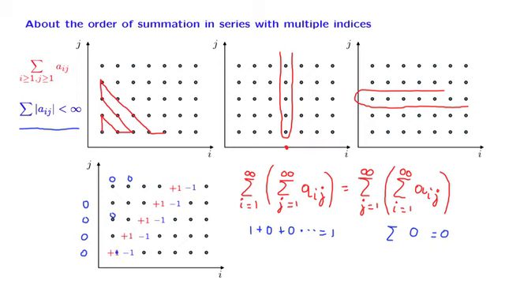In this example, the sum of the absolute values of all the terms that are involved is infinity, because we have infinitely many plus or minus ones. So this condition here is not satisfied in this example.